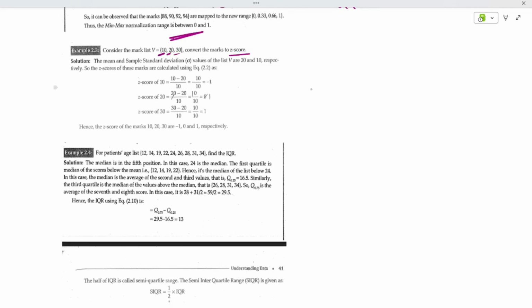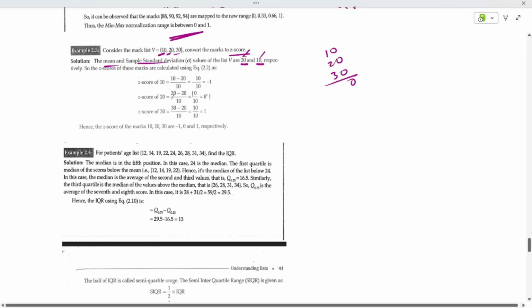Okay, what you will be using here is the mean and standard deviation values of 20 and 10, because you will find the average and standard deviation using the formula. You will be getting 20 and 10. Here, 10, 20, 30, if you add, you will be getting 60, divided by 3 will be 20, which is the average. Again, you will be finding the standard deviation, and you will get it as 10.